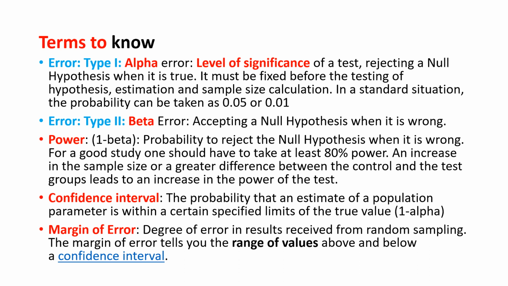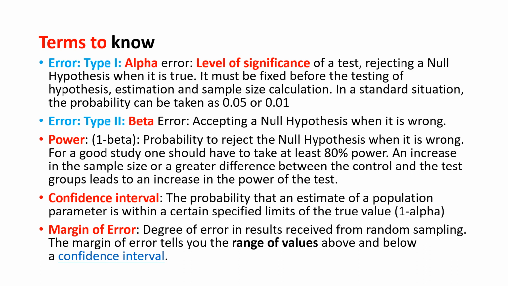Now coming to power. What is power? It is 1 minus beta. That is the probability to reject the null hypothesis when it is wrong. So for a good study, one should take at least 80% power. An increase in the sample size or a greater difference between the control and the test groups leads to an increase in the power of the test. So what is confidence interval?